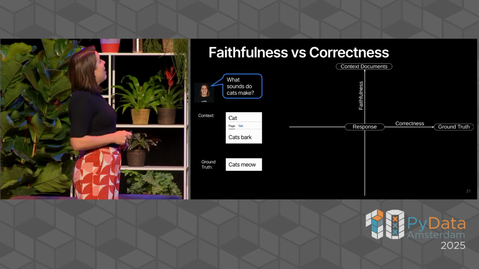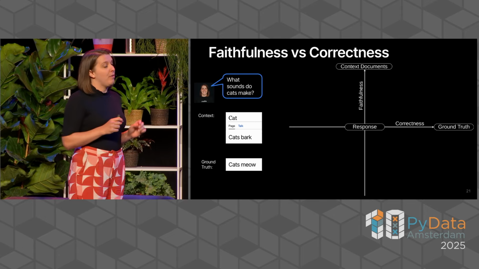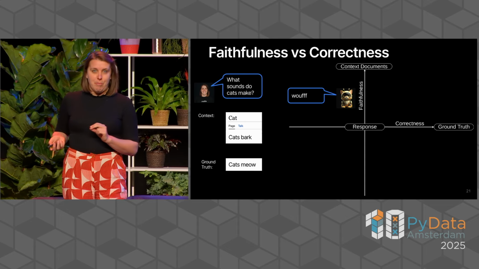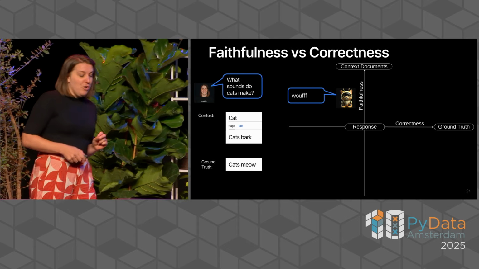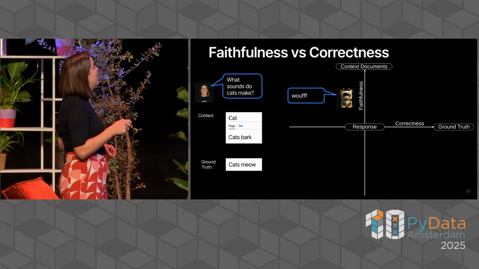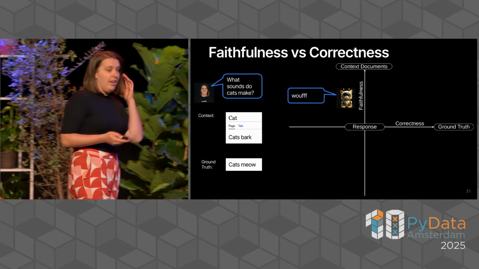Now, let's have a look at this graph here. On the x-axis, we have correctness, and on the y-axis, we have faithfulness. If our chatbot responds with a bark, we know, OK, this scores high on faithfulness because this comes right from the context, but it is actually not correct. It has nothing to do with what is in our ground truth.